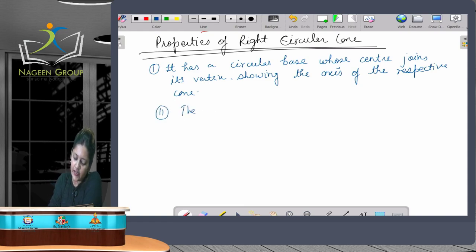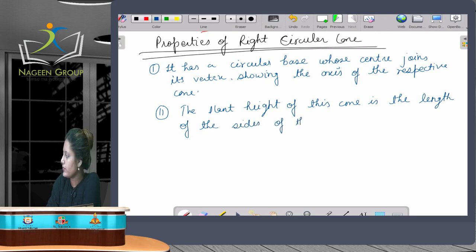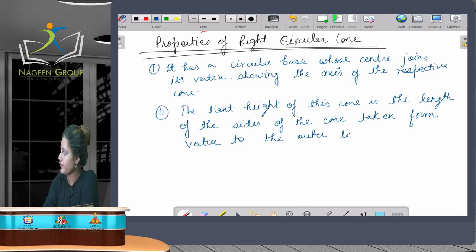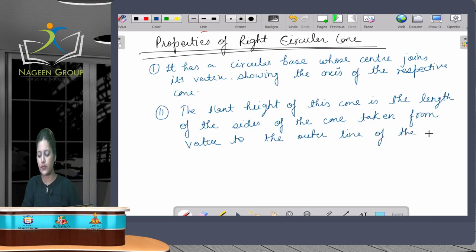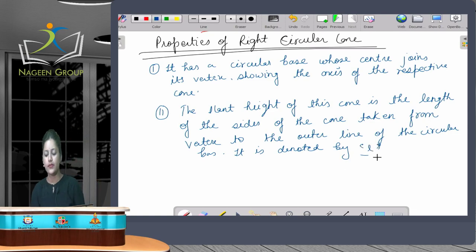Next, the slant height of the cone is the length of the sides of the cone taken from the vertex to the outer line of the circular base. It is denoted by l. Slant height is denoted by l only, and it is defined here.